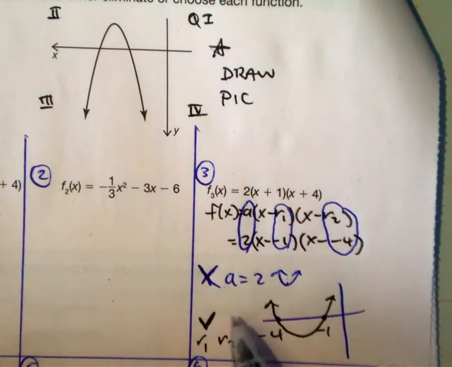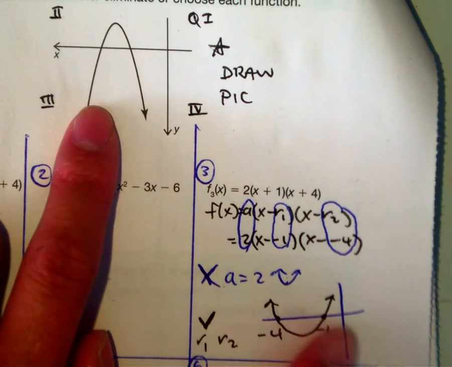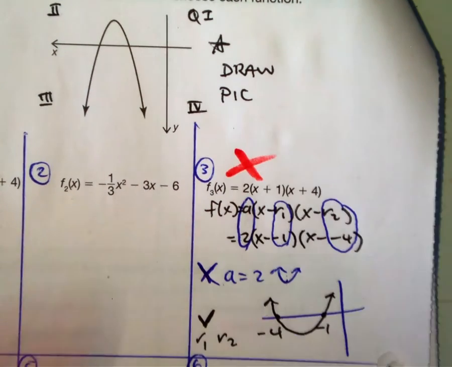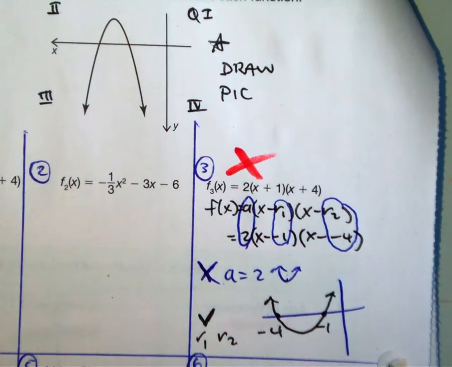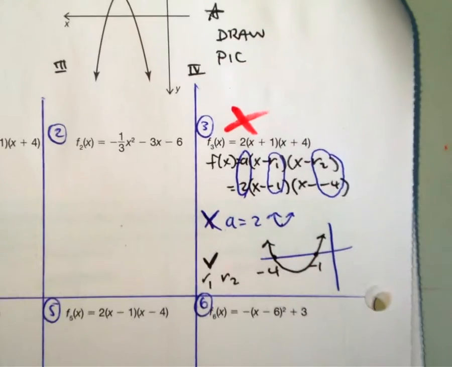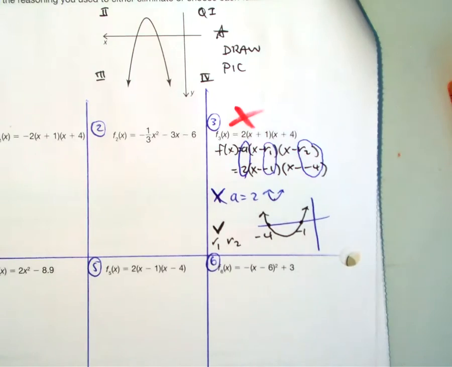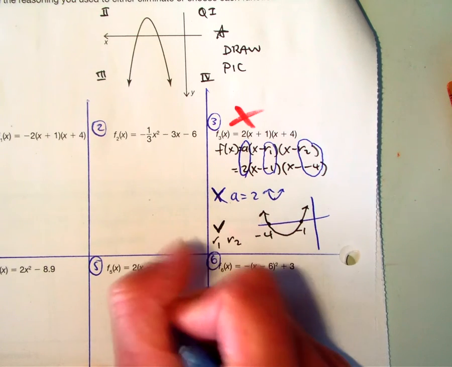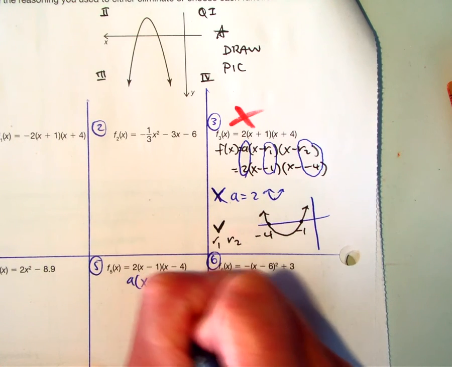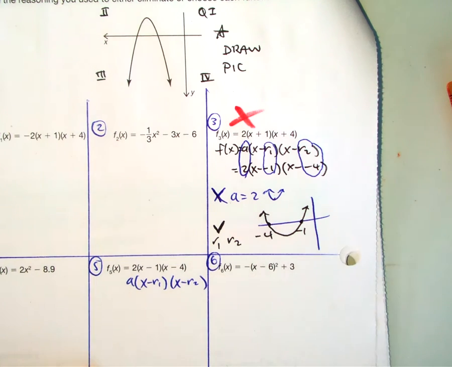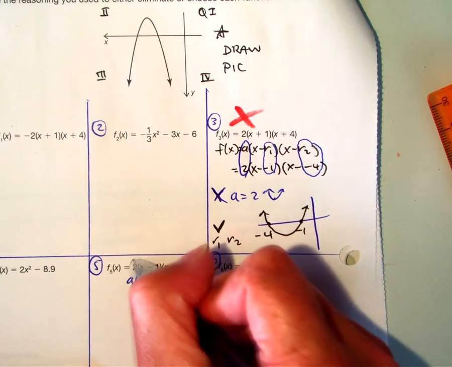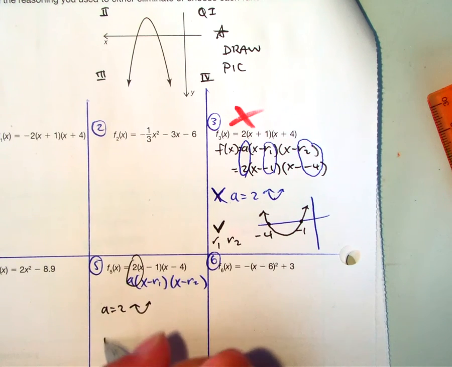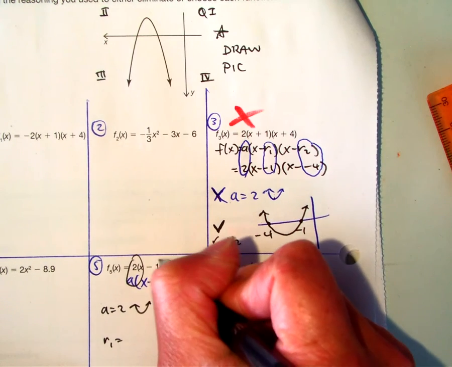But this graph doesn't match because this one is opening up and my graph I'm trying to match opens down. Therefore, I'm going to reject this one. Let me apply this to question number 5 now. In question number 5, I'm going to write my factored form below because it has 2 sets of parentheses. My A value is 2, so my graph should open up. My R1 value here is a +1.